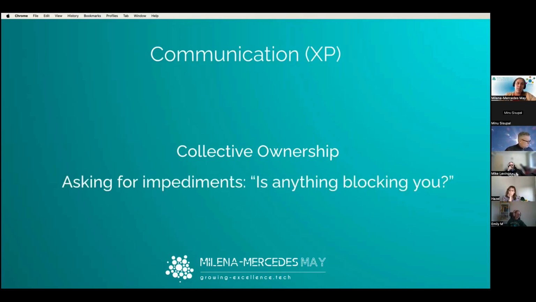Also, a principle that fosters communication is the daily stand-up, especially, but in general, asking for impediments. Is there anything blocking you? And then with the intent of supporting that person to unblock them.